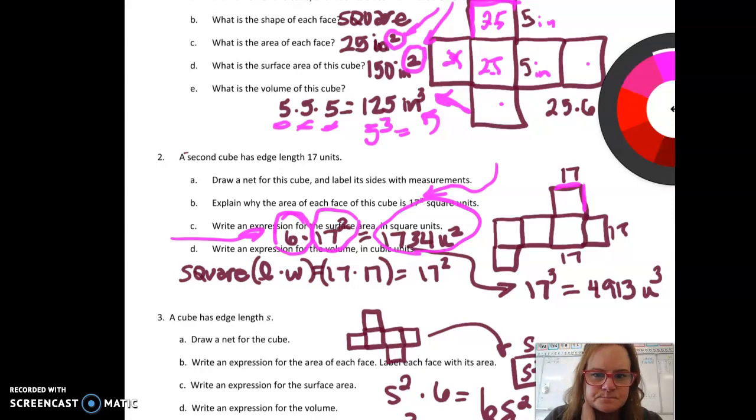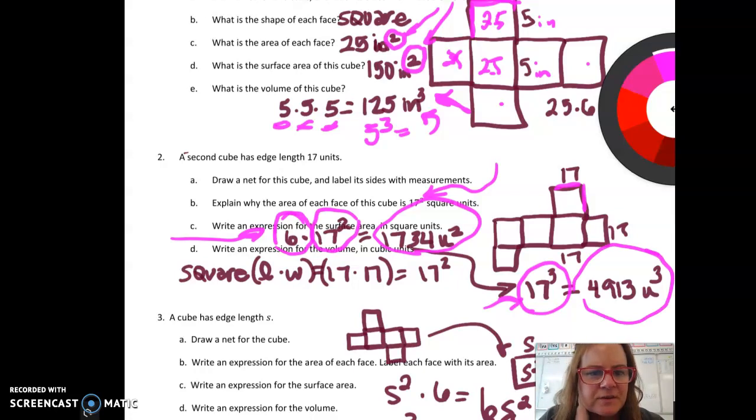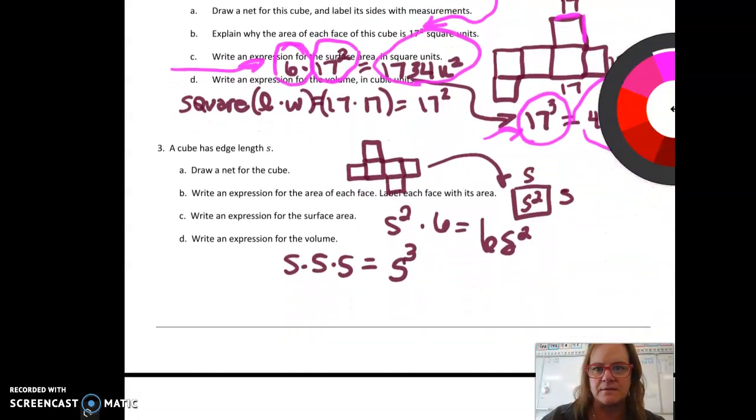So the expression for the volume, well, we know that the volume is the length times the width times the height, so that would be 17 times 17 times 17, or 17 cubed, and you could just leave your answer like that. That's the expression for the volume. But again, for those of you that calculated it, you would have found that it's 4,913 cubic units.